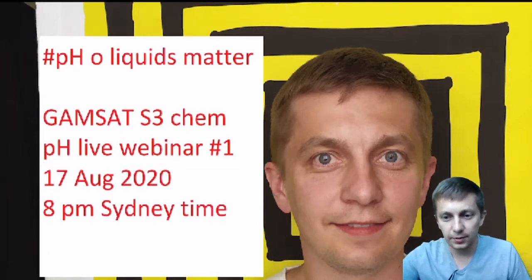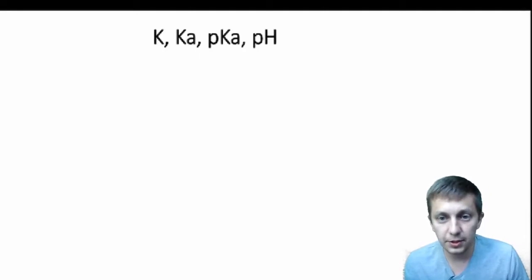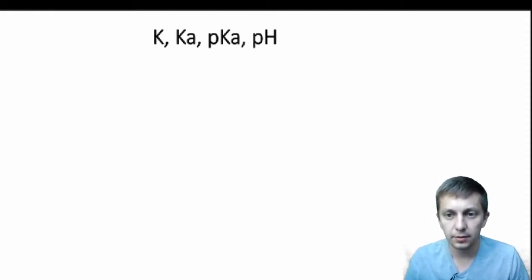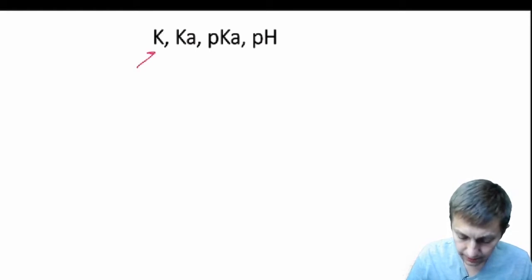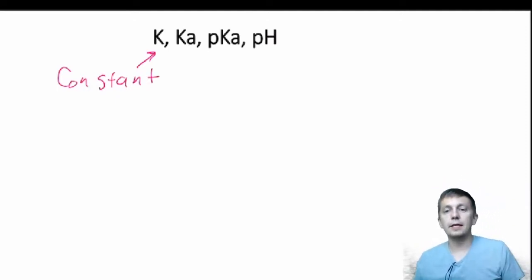At first, we will start with definitions: K, Ka, pKa, and pOH. It's what you must know. K is a constant. Literally, it means the mathematical ratio between product and reagent.